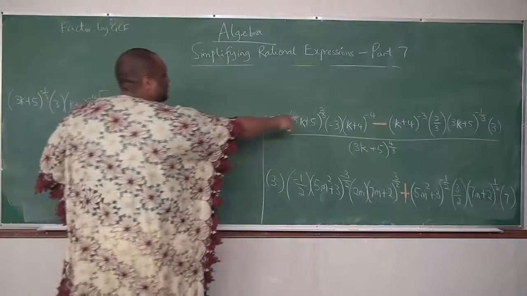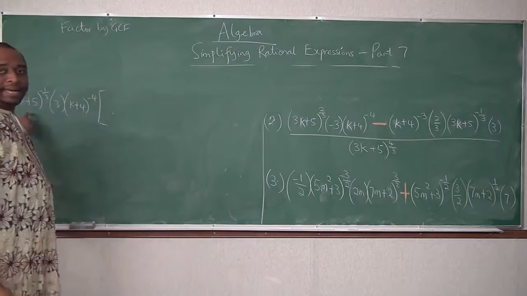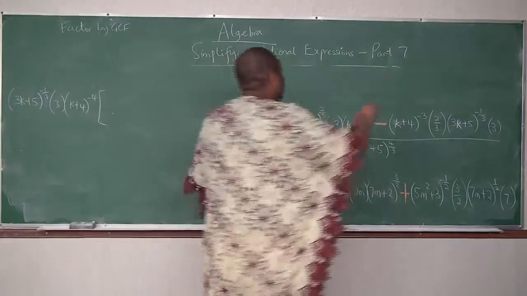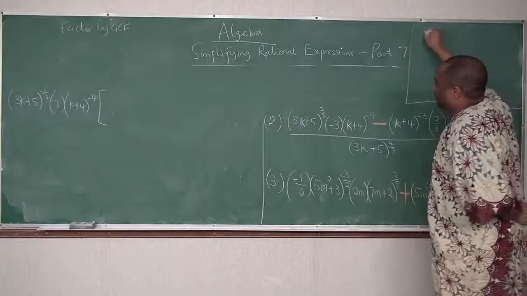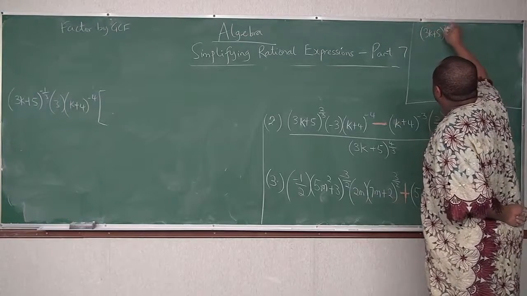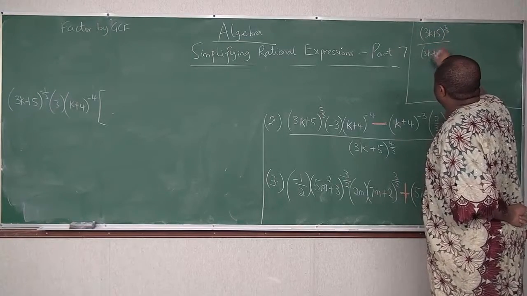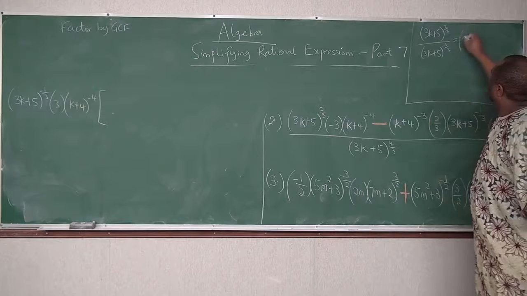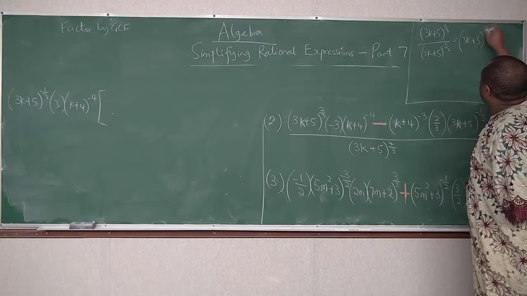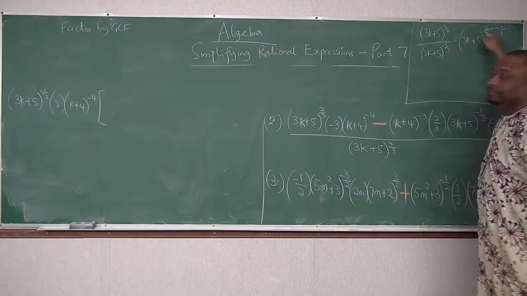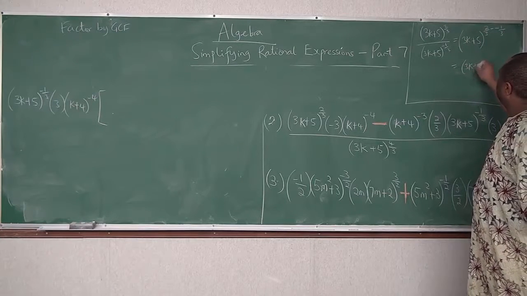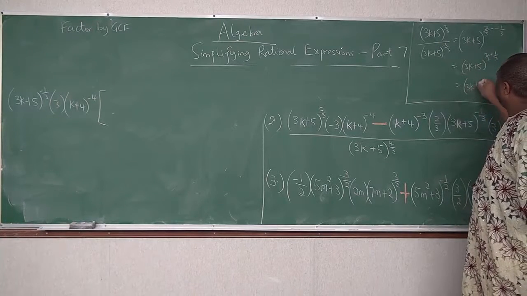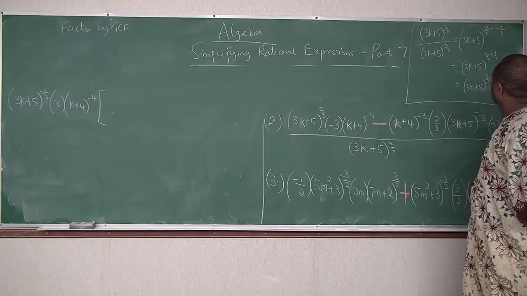Now, (3k plus 5) exponent 2 over 3, divided by (3k plus 5) exponent negative 1 over 3. So that is what we need. When this comes over here, this will be (3k plus 5) exponent 2 over 3 minus negative 1 over 3, so this will be (3k plus 5) exponent 2 over 3 plus 1 over 3, which is (3k plus 5) exponent 3 over 3, which is just 3k plus 5.